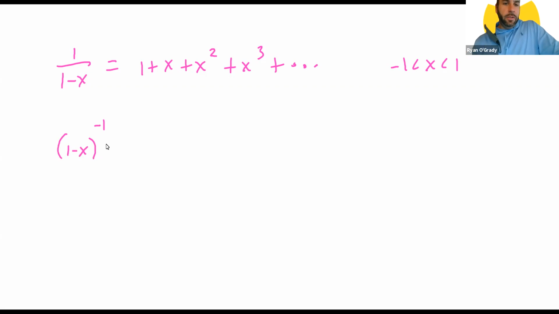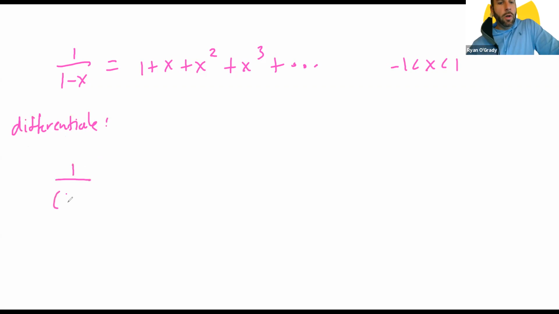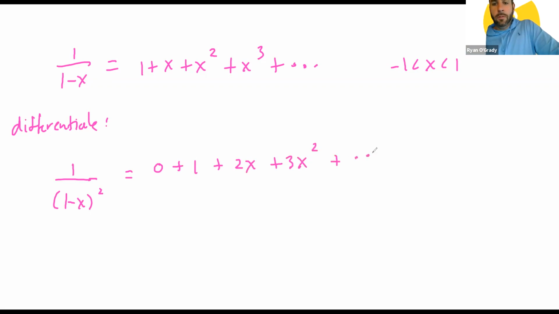So if you do that, then when you differentiate it, I get 1 over the quantity 1 minus x squared, and this equals 0 plus 1 plus 2x plus 3x squared plus ... And of course, we know that this has to be true between -1 and 1. Make sense? Okay, now do it again.